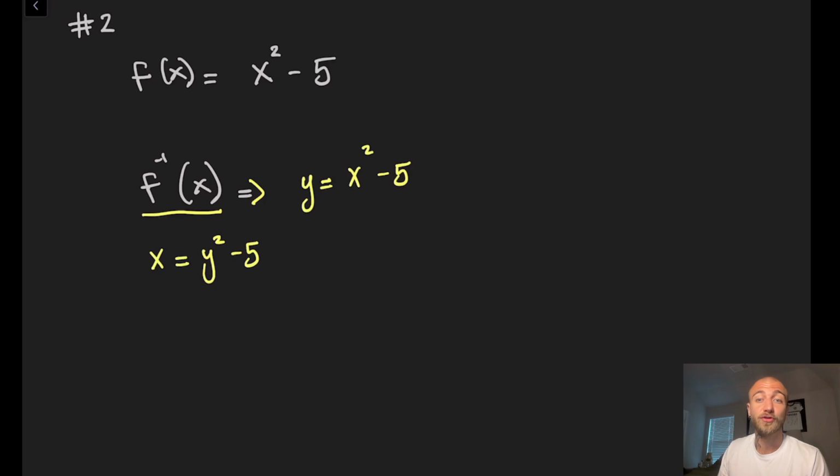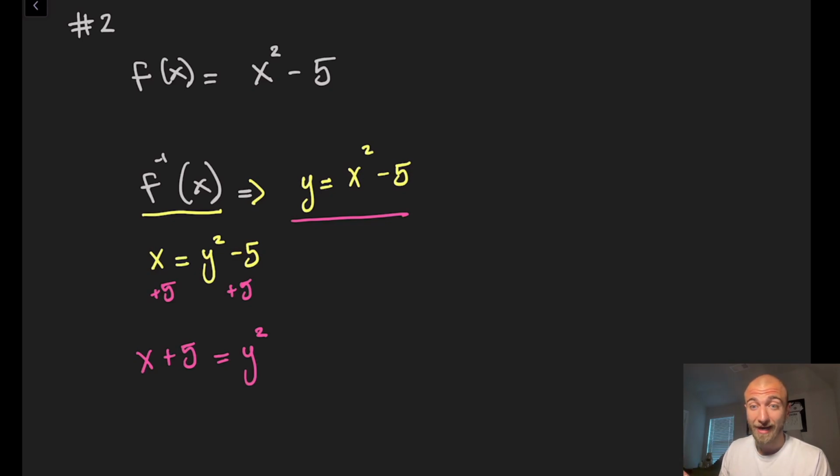And now the goal is just to solve this for y. We want an equation or a function that's back in the form y is equal to something. To do this, we have to leave the y term by itself, isolated, and the best way to do that is to add 5 to both sides of this equation. That way we'll end up with an x plus 5 term on the left and just a y squared term on the right side. The last step to this, nice and simple.